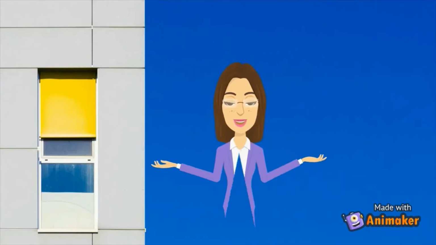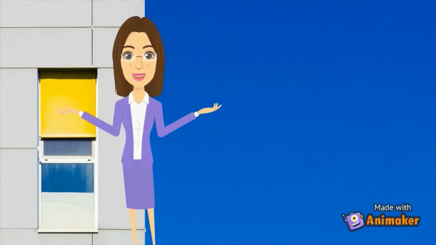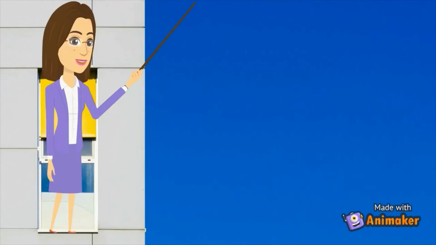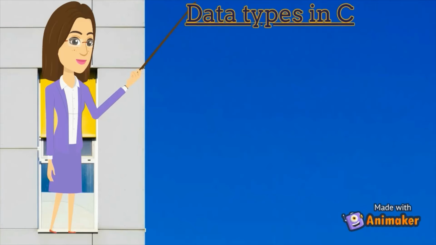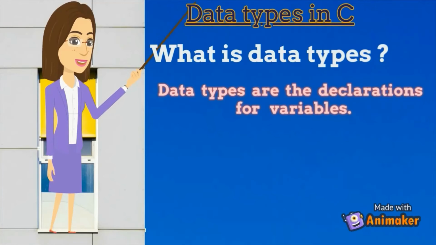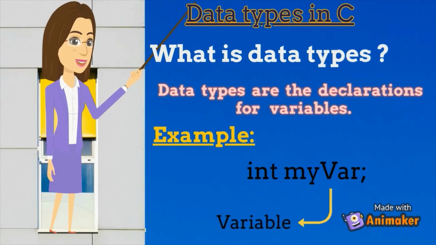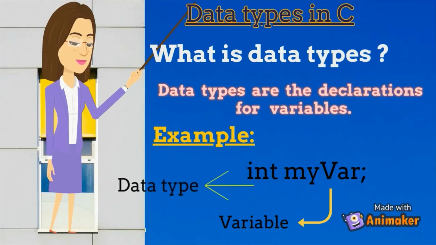Let's move on to our last topic in this part 1 video of C for beginners, that is, data types in C programming language. First we should know, what is a data type? Data types are declarations for variables. For example, int my var. In this example my var is a variable of integer type, and here int is the declaration of variable my var.